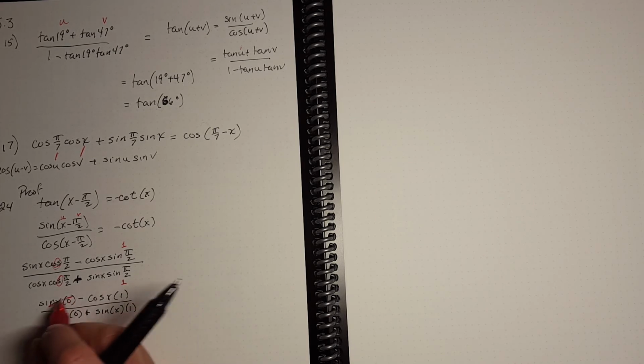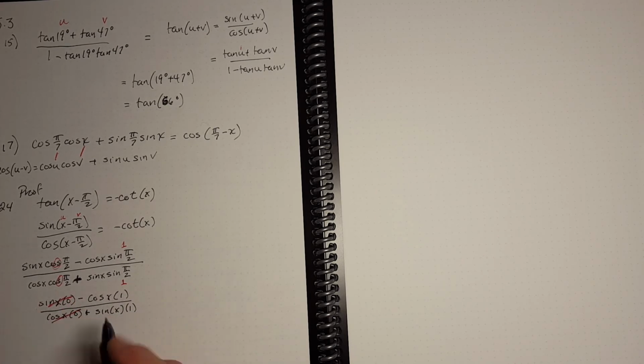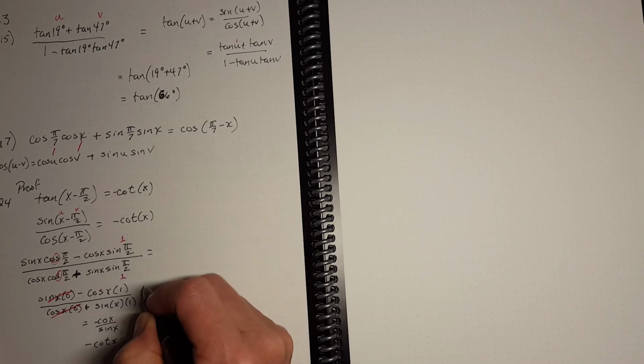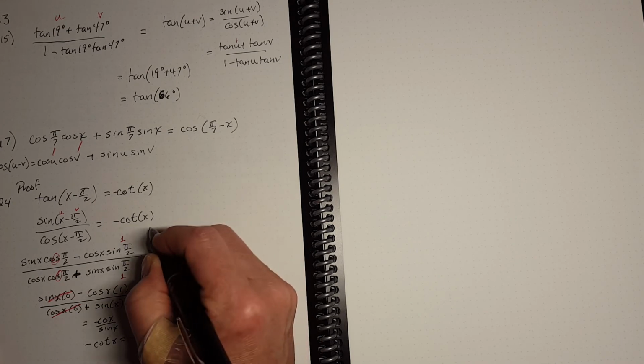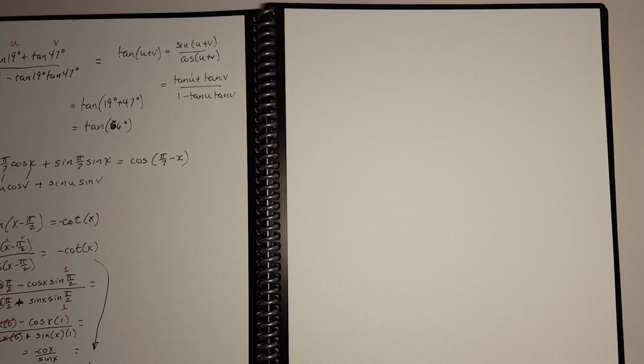Okay, so the first term here is 0, the second term here is 0, and so we get minus cosine x over sine of x. And we know we want to always end our proof saying that the left side equals the right side, so minus cotangent of x equals minus cotangent of x. And we would just bring that minus cotangent of x all the way down with us. And that's 24.